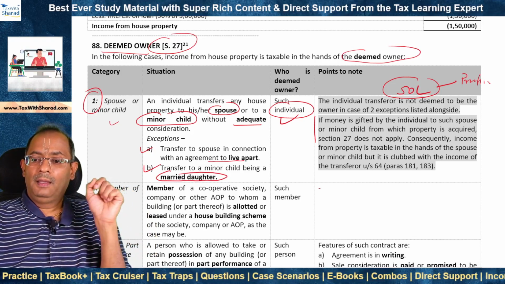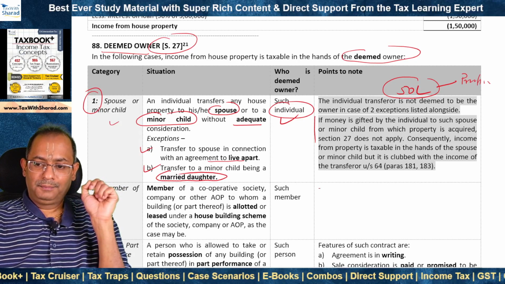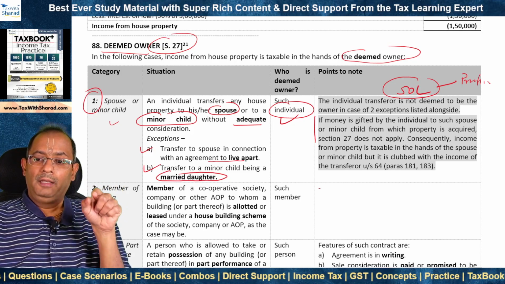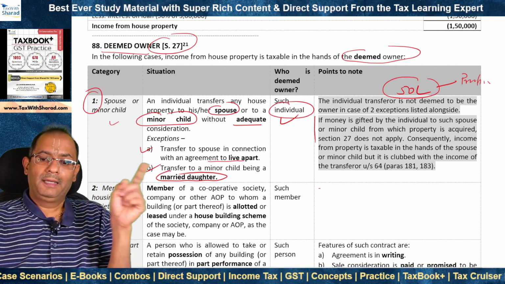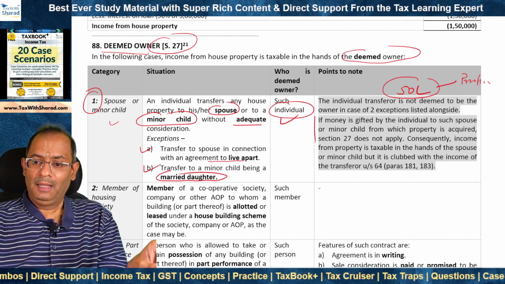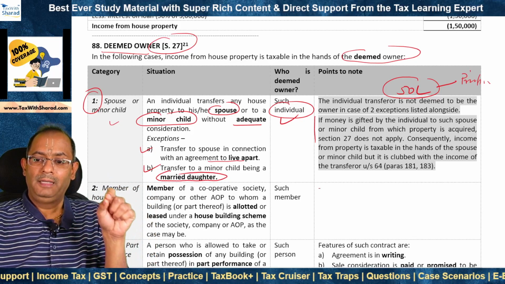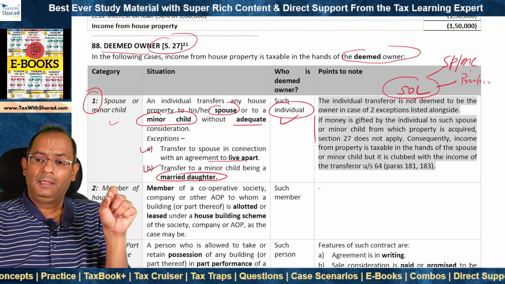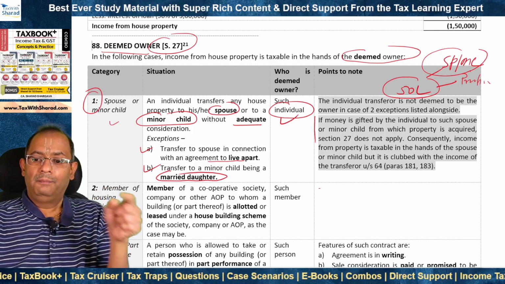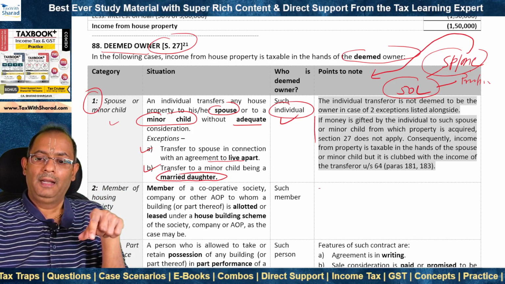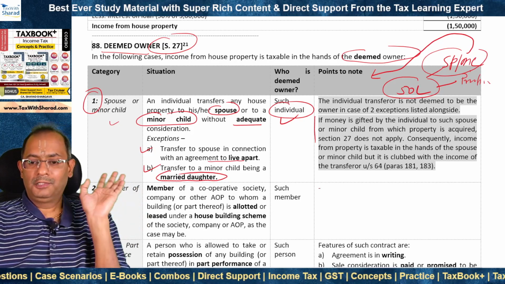How? Because the clubbing provisions will apply, right? The clubbing provisions will apply even though the income from house property will not be taxable in the hands of the individual transferor because section 27 doesn't apply, and the income from house property will be taxable in the hands of the spouse or the minor child. But because of clubbing provisions, the income will be clubbed back and included in the hands of the individual transferor.